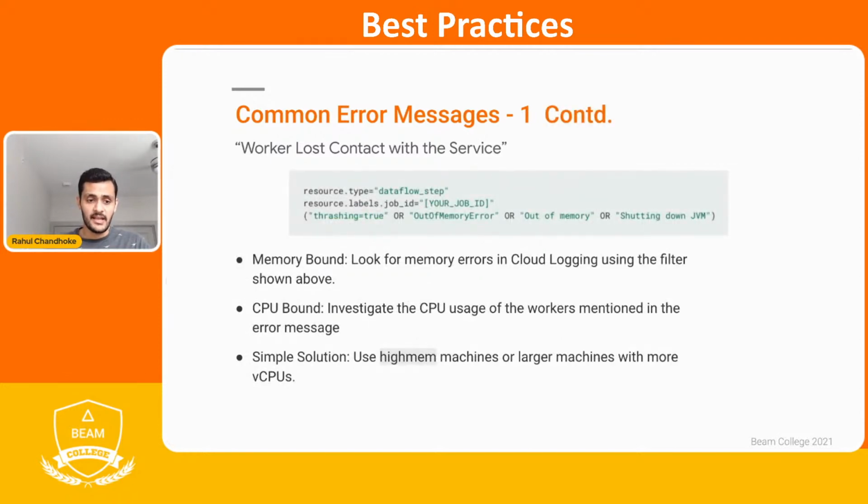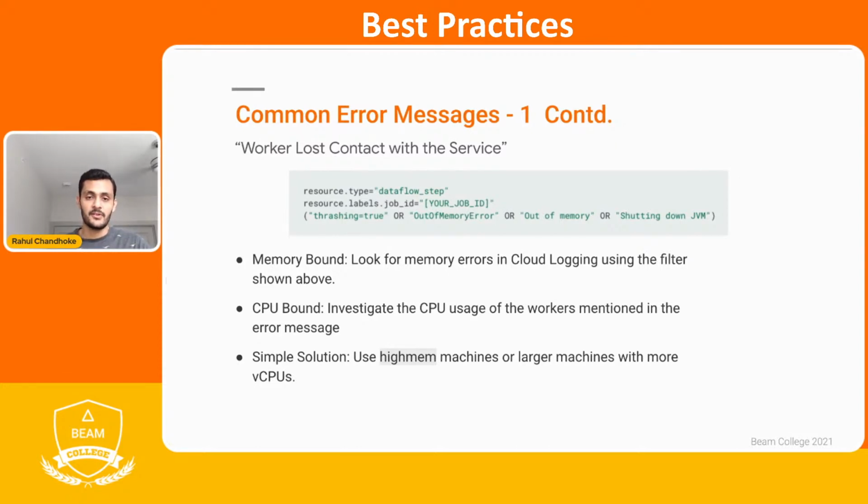Moving on, there are some predefined filters, like the one that is currently shown. You can use this filter in your Cloud Logging for your job, and this should help you identify if your job ran into these memory issues, basically if you did see out of memory exceptions thrown by your workers for your pipeline.